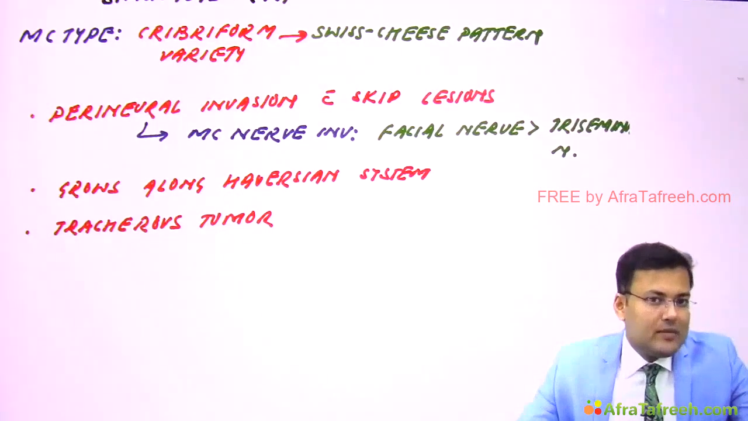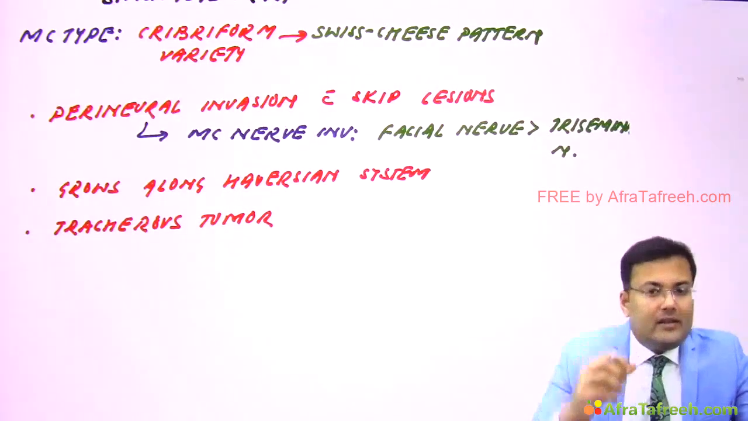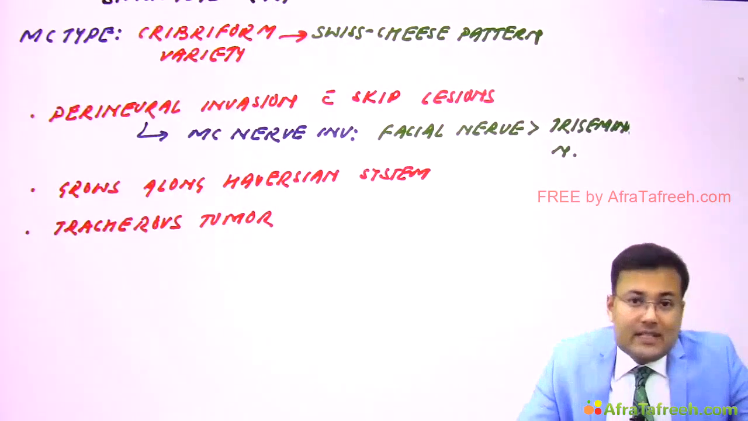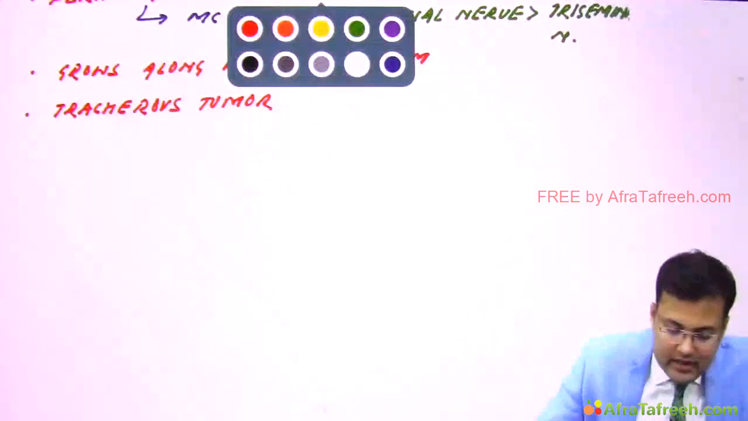So what are the symptoms? Since there is involvement of nerve, there is pain and facial nerve paralysis. This tumor has a high risk of distant metastasis. And what is the most common site of distant metastasis? It is not brain, it is lungs. So see the clinical features.